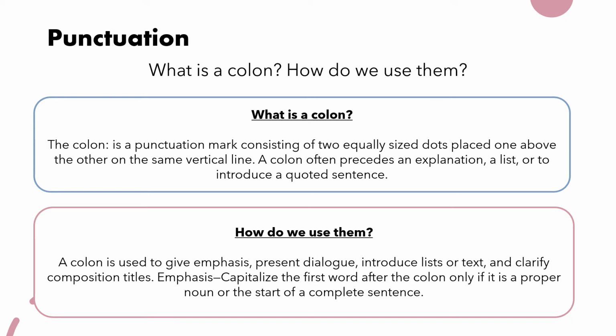So that's all well and good knowing what a colon is, but how do we actually use this in our writing? A colon is used to give emphasis, present dialogue, introduce lists or texts, and clarify composition titles. Emphasis capitalises the first word after the colon only if it is a proper noun or at the start of a complete sentence. If that still seems a little confusing to you, and you'd like a bit of further clarity, we're going to have a look at a few examples on the next slide.